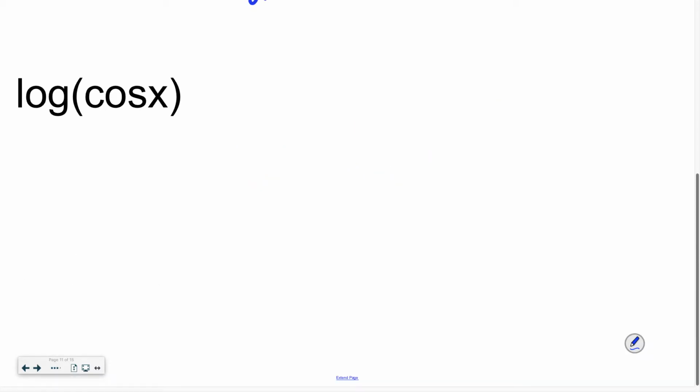Your turn. Not the natural log. Log of cosine of x. There's no base. Base 10, common base 10. We don't write 10, you assume 10 if nothing is there.